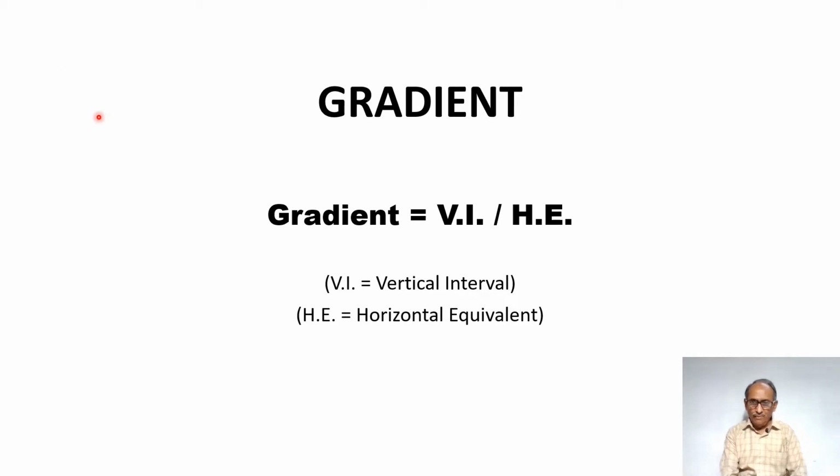Friends, let us try to understand one important concept which is related to slope, and that is gradient. Now, what is a gradient? And how do we calculate gradient? We can calculate gradient with the help of two variables. One is VI, meaning vertical interval, and the second one is the horizontal equivalent. So these two measurements are required for the calculation of gradient. Let us take a specific example in order to understand this.